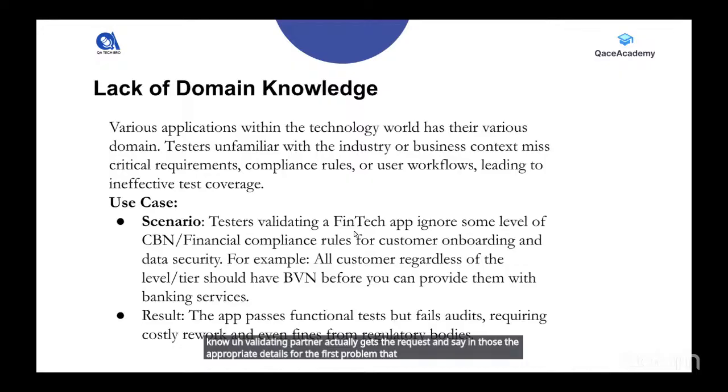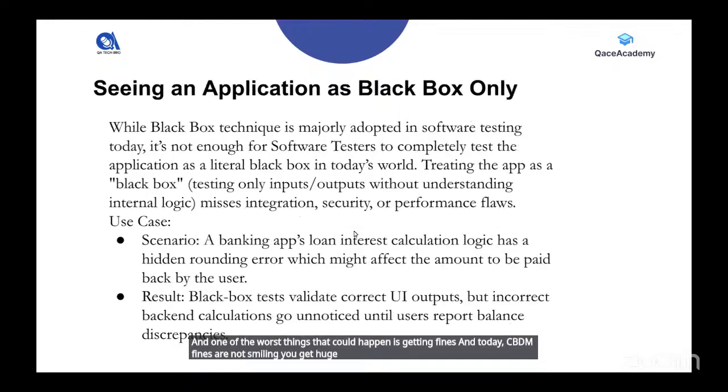So the result of missing out on this domain knowledge, in some cases, and I'm using the fintech case here because it's quite common, is that sometimes you fail audits. Sometimes you have to do a costly rework where you probably go live, then have to pull the application back and redo it. And one of the worst things that could happen is getting fines. And today, fines are not smiling. You get huge fines for missing things like this.